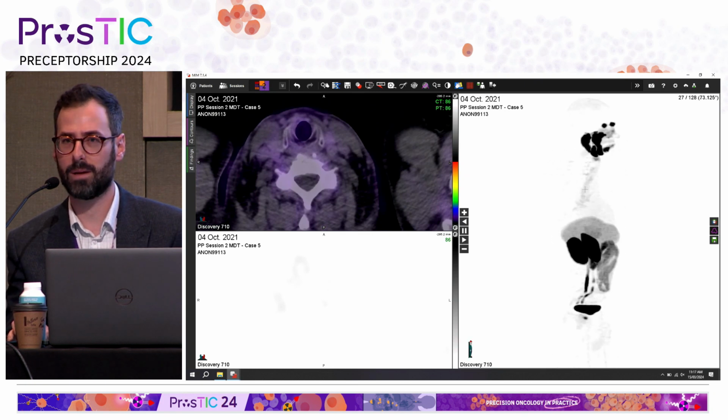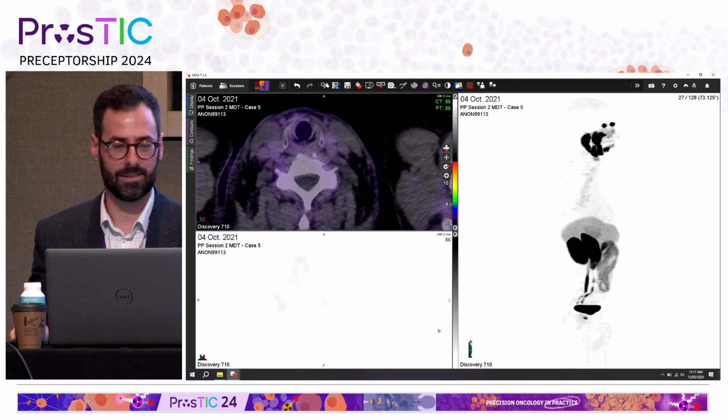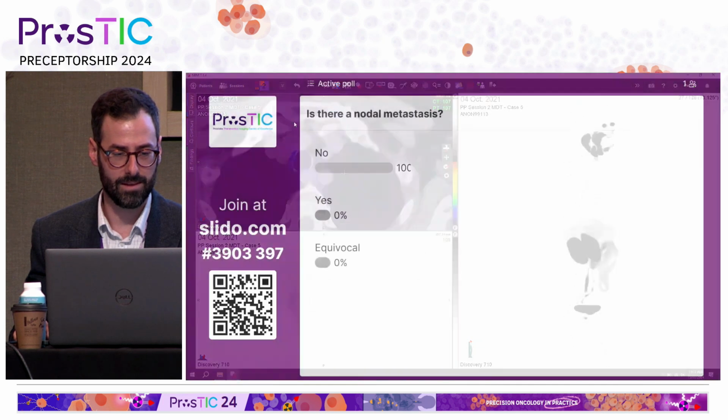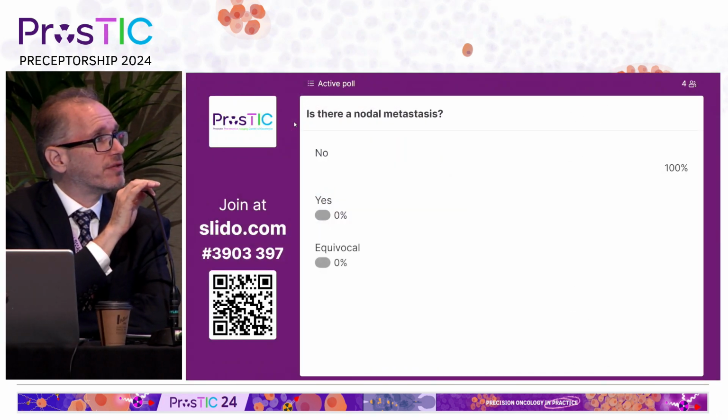I think we can maybe have an audience poll. What is this? Are these nodal metastases? Yes, no, or a special category called equivocal.